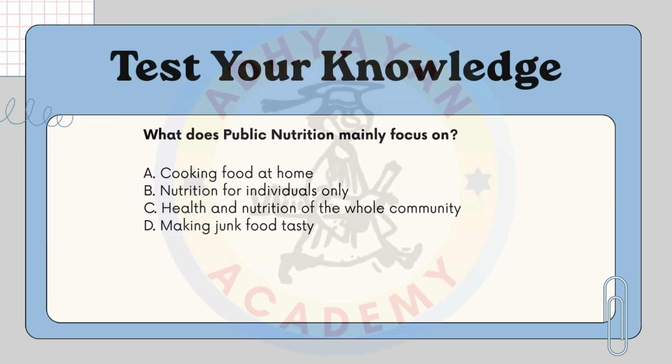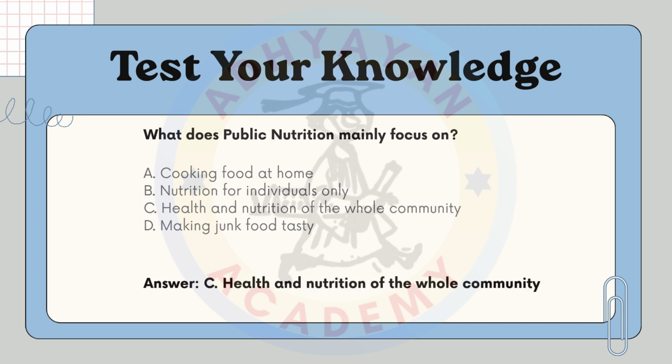Now, let's test your knowledge. What does public nutrition mainly focus on? A. Cooking food at home. B. Nutrition for individuals only. C. Health and nutrition of the whole community. D. Making junk food tasty.